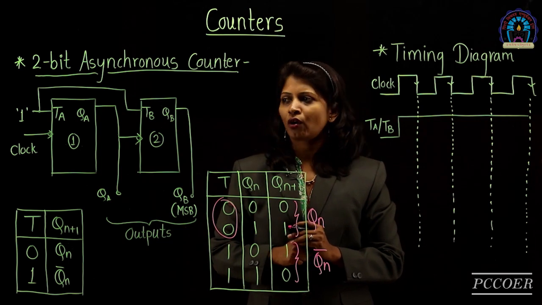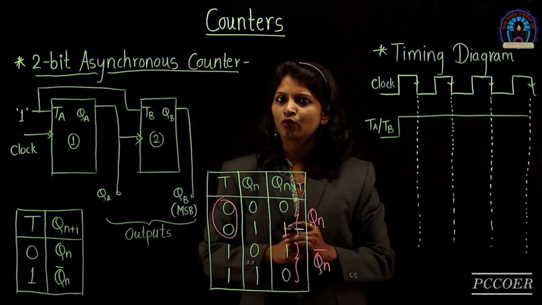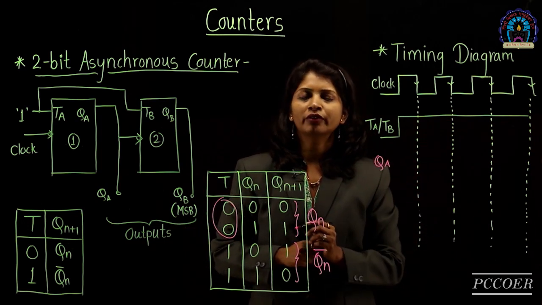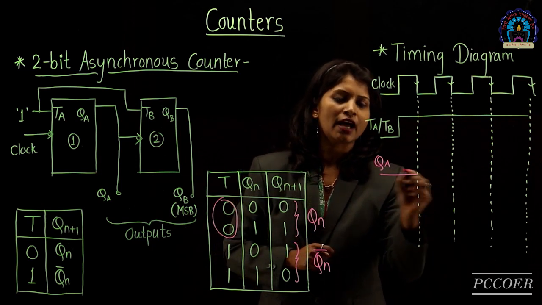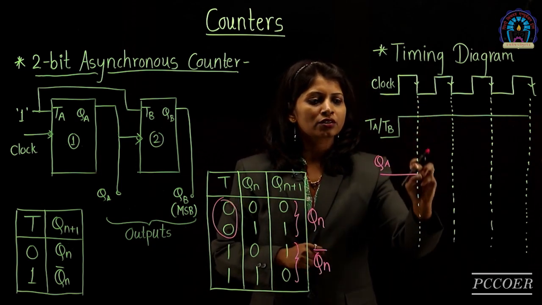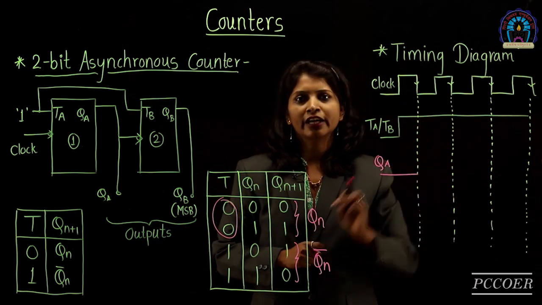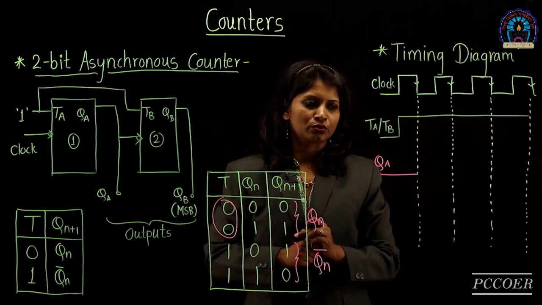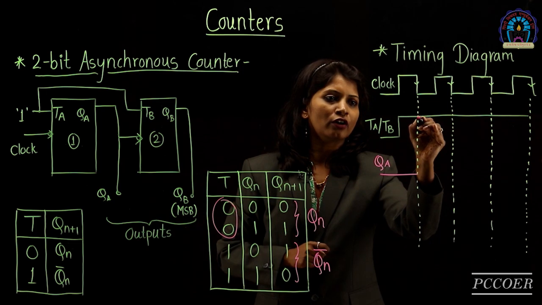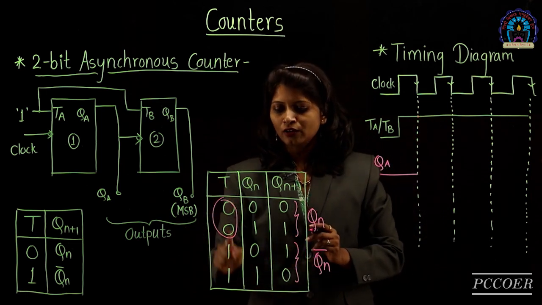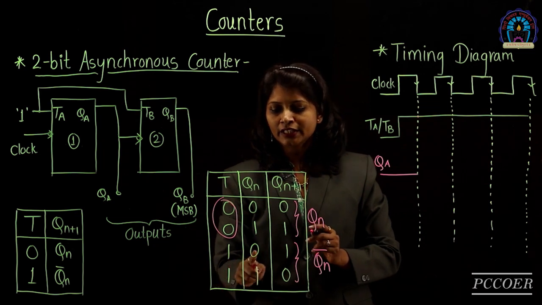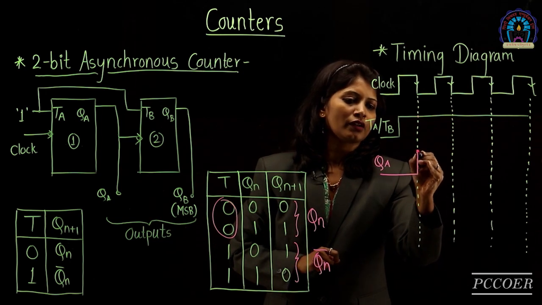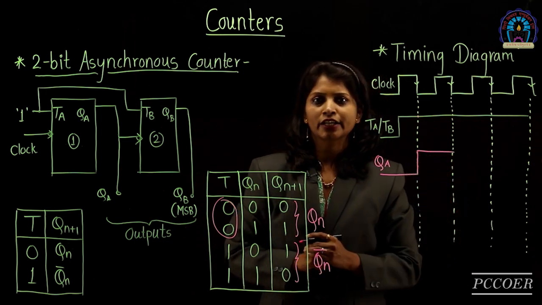So initially we will draw the waveform for the QA, that is the output of the first flip-flop. For QA, for the first clock pulse, we will assume the initial condition as a 0. During the first clock pulse, that is the negative going edge, because here we have used the negative edge triggering, that is the falling edge we can also see. So at this clock edge, the value of TA is 1. If the value of T is 1 and the previous state is 0, the next state will be 1. So it will toggle at this place and it will remain 1 till the next edge comes.